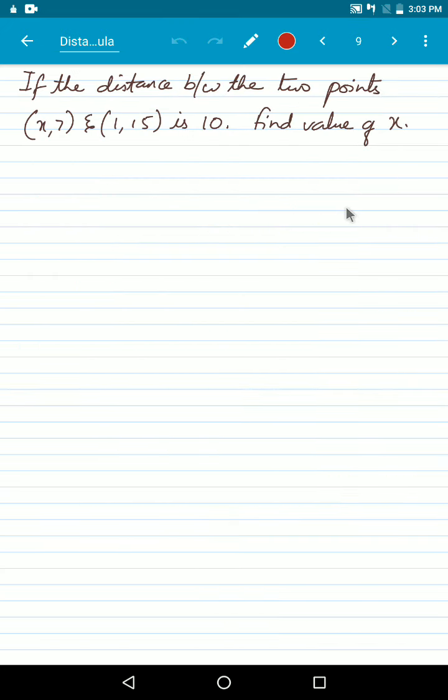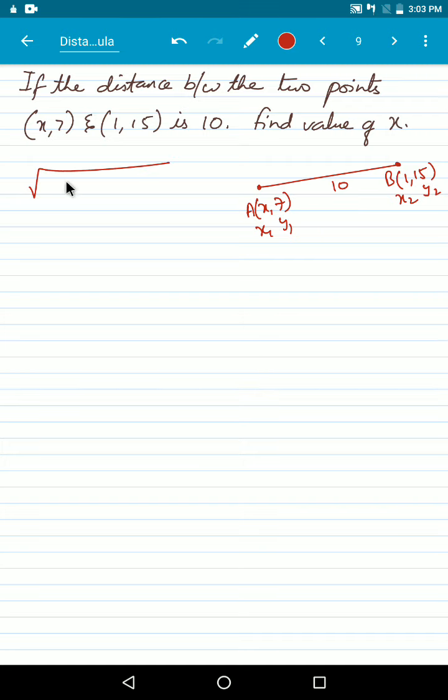Okay. If the distance between the 2 points x, 7 and 1, 15 is 10, find the value of x. See, let us say this is A (x, 7) and this B is (1, 15). The distance is already given, it is 10. We need to find the value of x. Okay, this is x1, y1, this is x2, y2. Substitute in distance formula, x2 minus x1 whole square plus y2 minus y1 whole square.